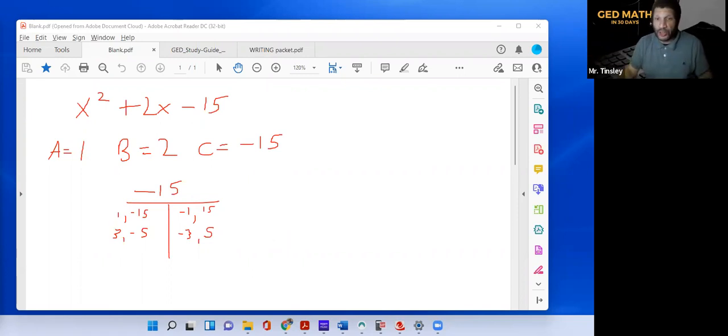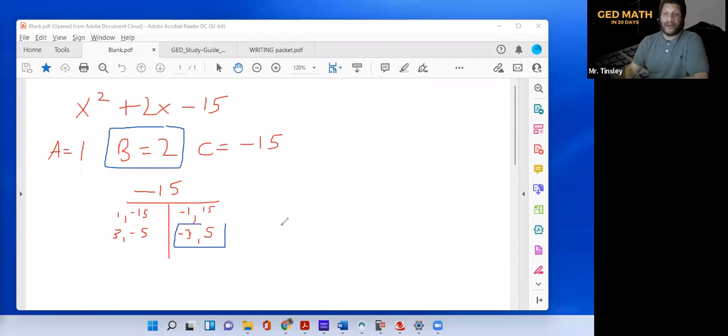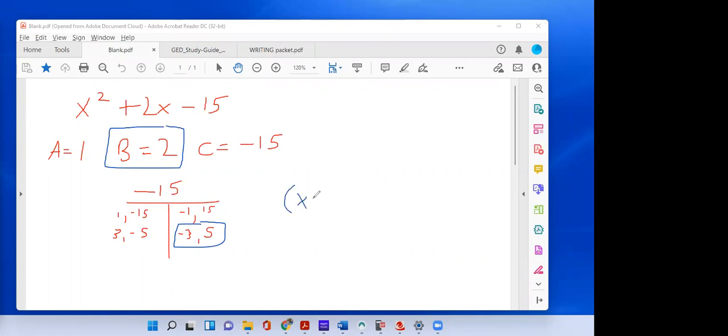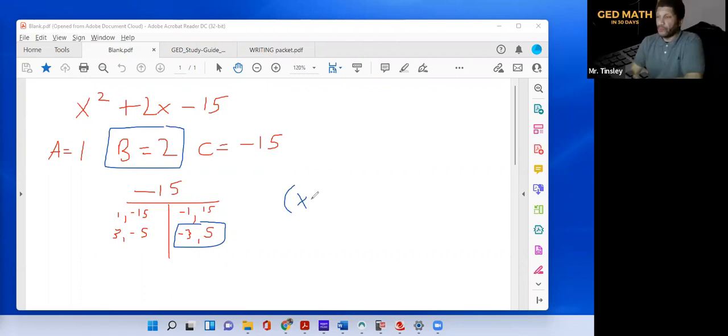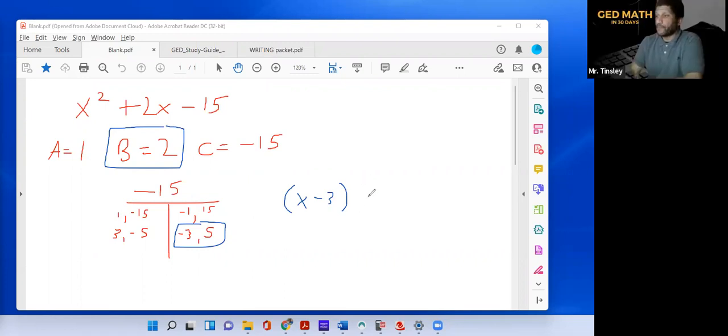My question to you is, which pair, when I combine them, is going to give me a +2? Negative 3 and positive 5. So I now have my factor pairs. If I want to factor this quadratic equation, what am I going to write? X minus 3, and then X plus 5. Whatever pair you find is what goes in these parentheses.